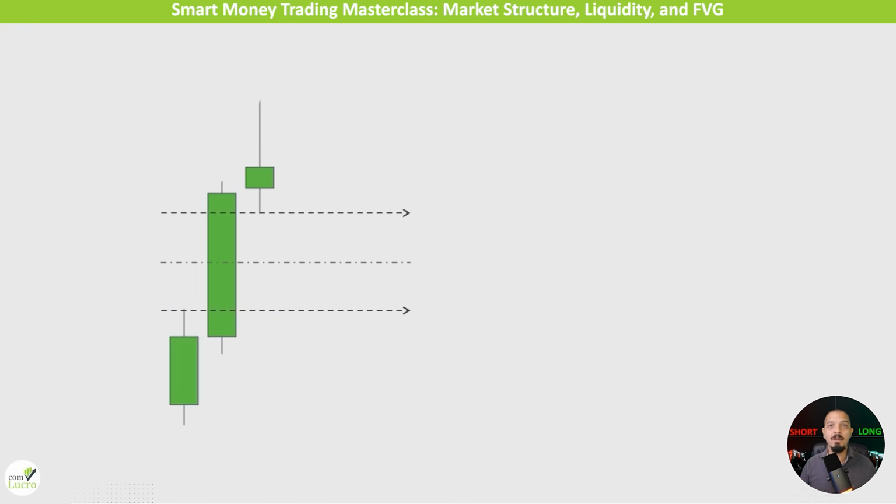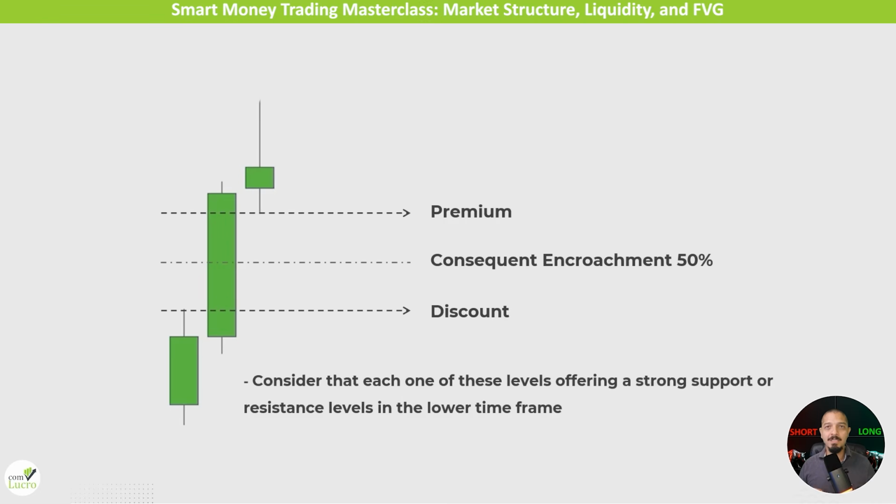Within every fair value gap, there are three critical reference levels that traders should pay close attention to: the premium end, high of the gap; the discount end, low of the gap; and the midpoint, known as the consequent encroachment. These levels often act as dynamic support or resistance, especially on lower time frames. Among them, the most significant is the consequent encroachment, the 50% midpoint of the fair value gap.